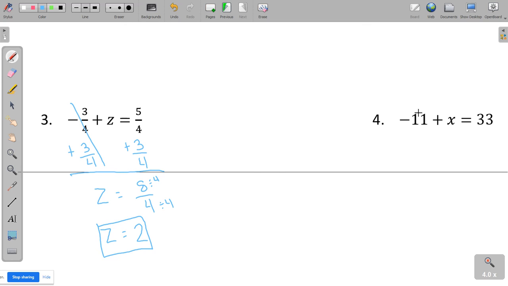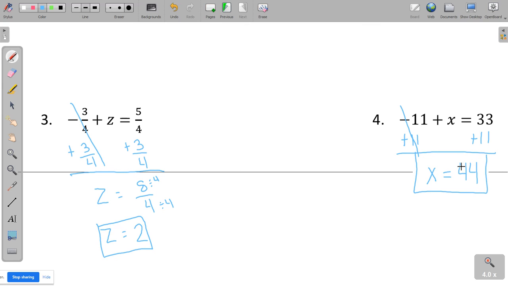Our last problem, we have -11 plus x equals 33. -11, same thing as negative 11. We have to do the opposite, so we're going to add 11 to both sides. It cancels. We get x equal to 33 plus 11, which gives us 44.